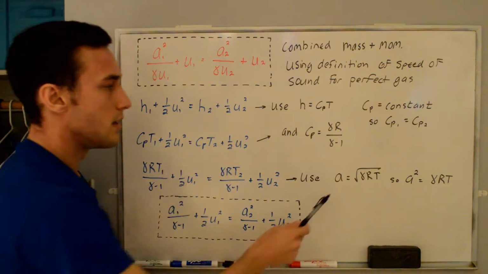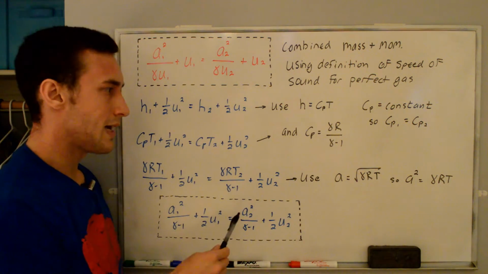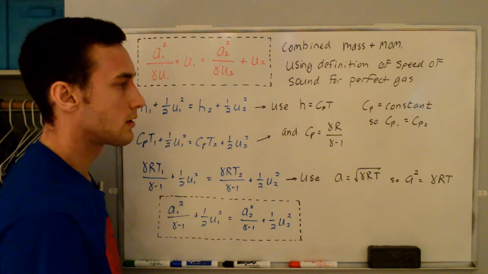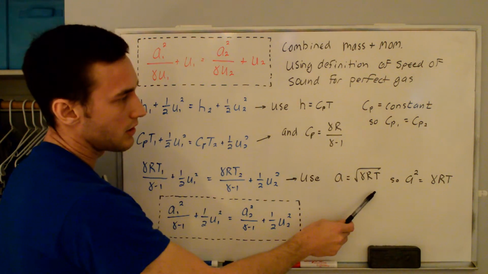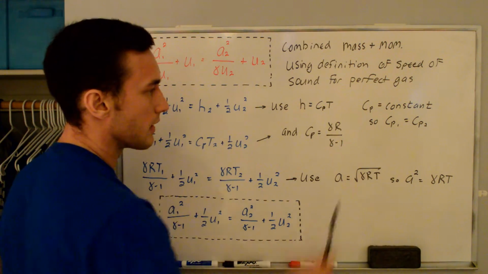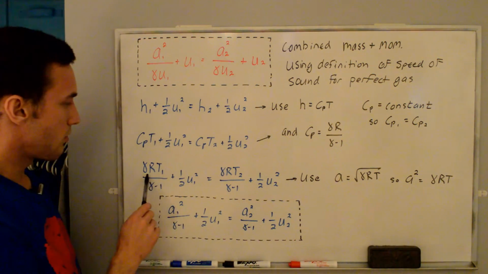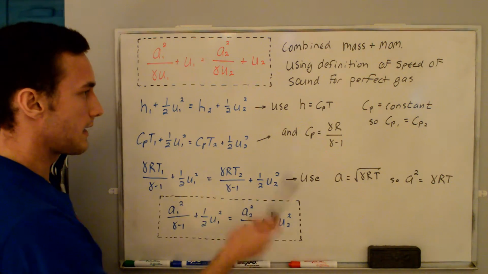Now we're going to use the definition of the speed of sound, same as on the last whiteboard, just in a different form where we have it in terms of R and T instead of P and rho. So we have A is equal to the square root of gamma RT, so A squared after squaring both sides is equal to gamma RT, and you'll note that that's what's in the numerator here in this first term. So we can plug in A squared for that.